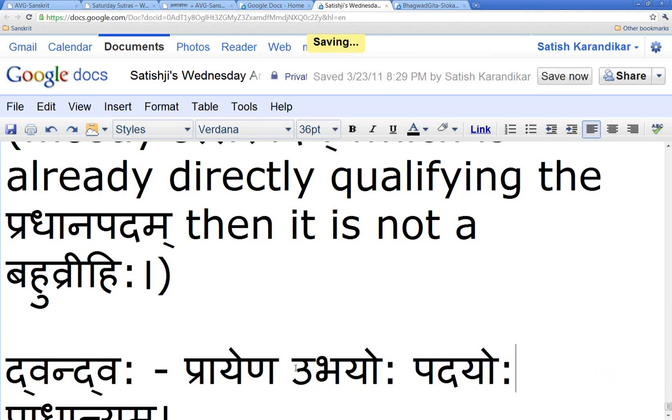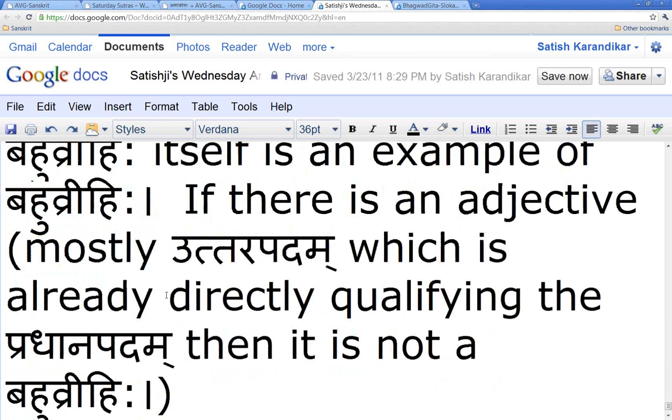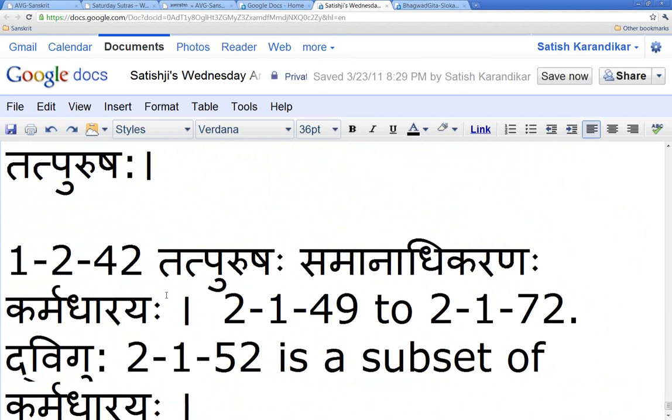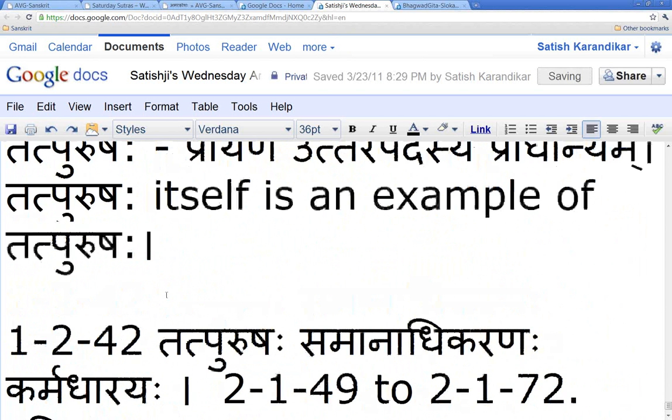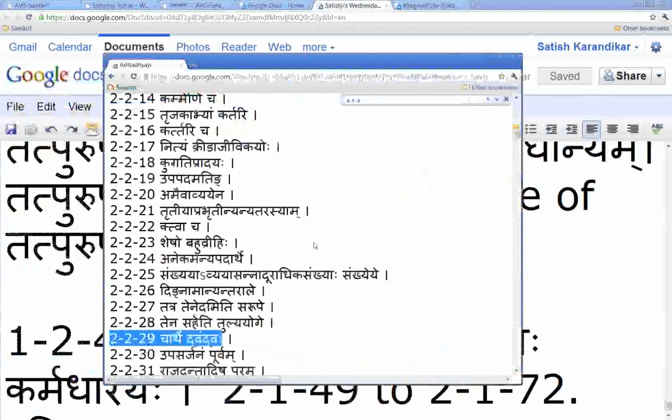Now, what is this prayana going on over here? For the most part, let's go back to tatpurushas. Now there is a class of tatpurushas where there are very few of them, very few. And the one that we're talking about here is this Kugatiprādayaha, these prādi compounds. Some of these pradis can go and form compounds without connecting with any verb.